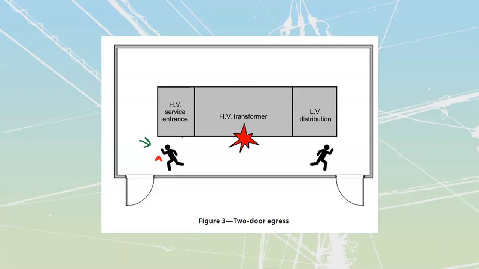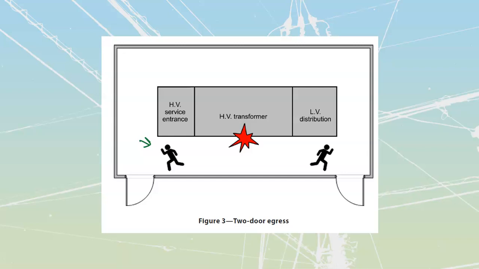Egress is another thing covered inside of the code, and this is escape from any sort of place where there's going to be an issue or something that you want to escape from. The general requirement of the CEC is that any room that has electrical equipment has to offer an unobstructed means of egress. In other words, a way to exit without any sort of slowing down.